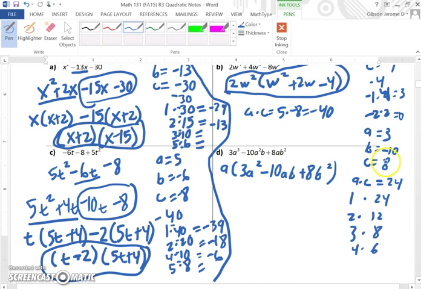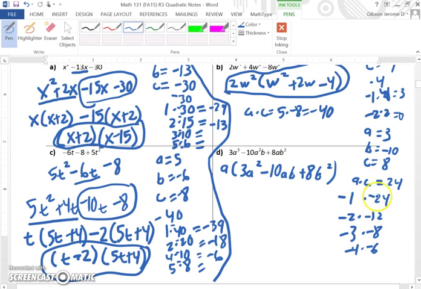Now, let me ask you all a question. Look at b here. You notice that b is negative. How can we get a positive answer when multiplied, but add together to give us a negative answer? You say what? 2 negatives. 2 negatives. So we would make all of these negative.